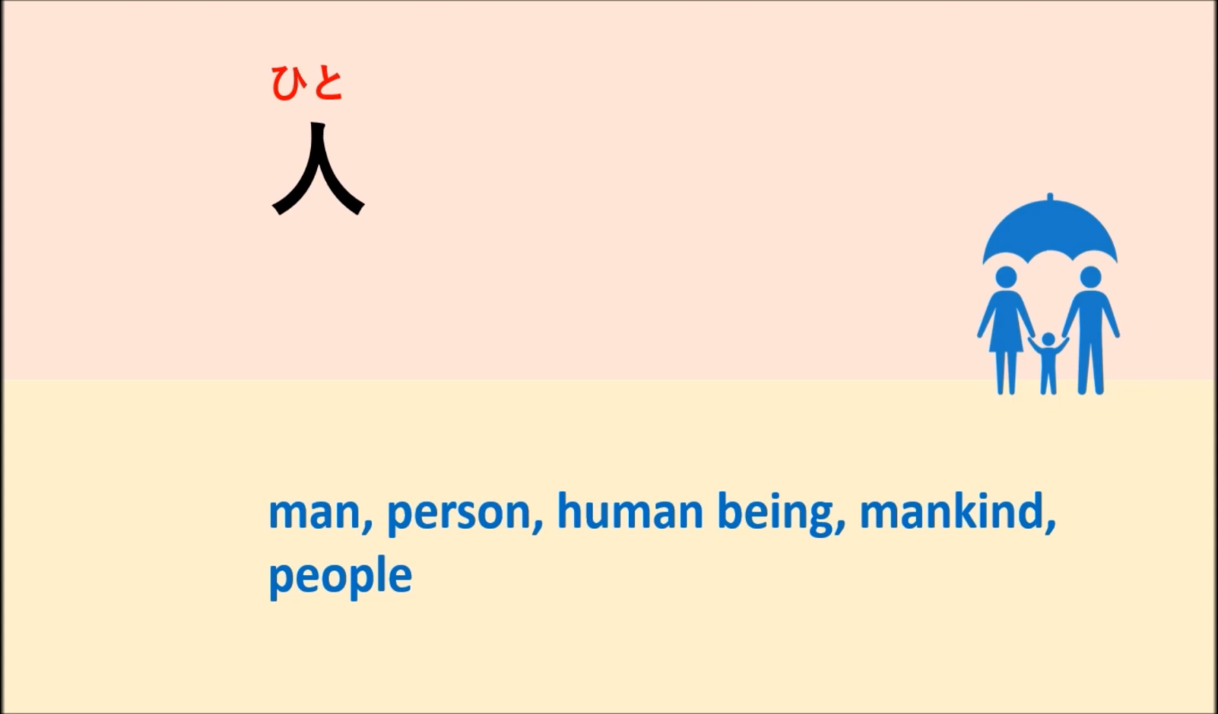Hito means man, person, or human being, or mankind, or people. Now we are learning how to say it in the original Japanese reading sound, which is kunyomi.